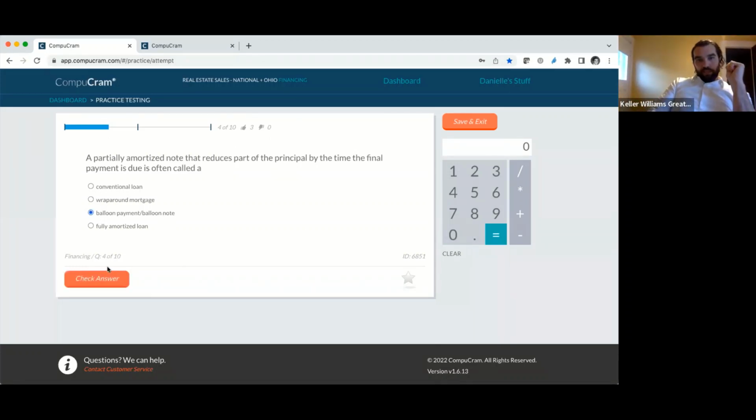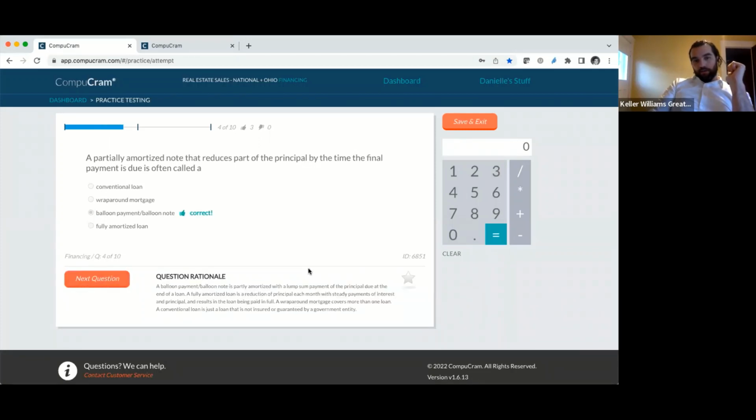So seeing some C's in the chat, that's the correct answer. This balloon payment or balloon note is what's represented in that there is a large lump sum or a balloon payment due at the end of the term. If it was fully amortized, you'd make the same payment every month until the loan was paid off. Keep that in mind.